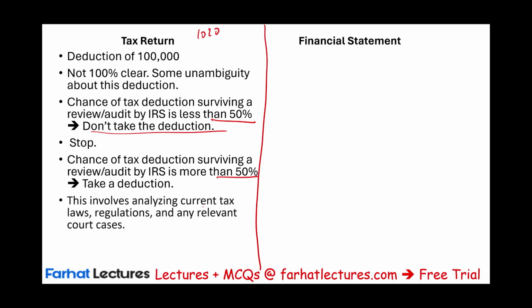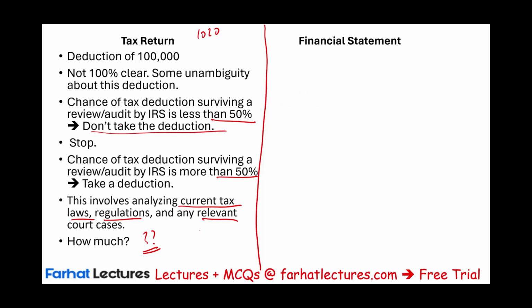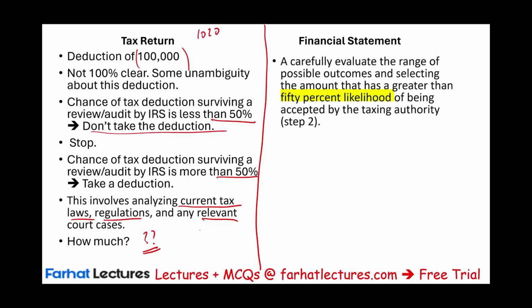Now, when you make this analysis, you take into account the current tax law, regulation, and any relevant court cases. You want to make sure if you took a deduction, it's going to stand. At least you have more than 50%. Now, how much is this going to be? How much of a deduction are you going to take? Well, you're going to take the deduction of $100,000, but on the financial statement, you have to determine how much you should book as a liability. So yes, you took the deduction on the tax return because there's more than 50%. You think it's going to survive, but how much are you going to take on the financial statement?